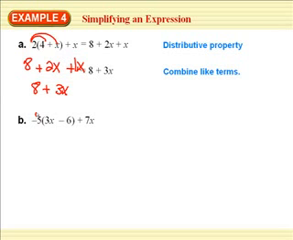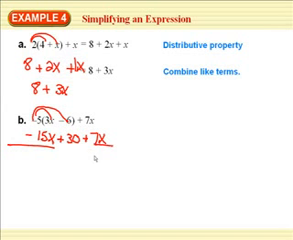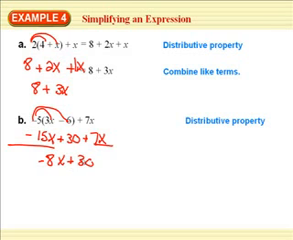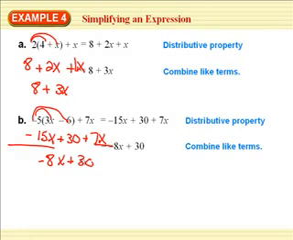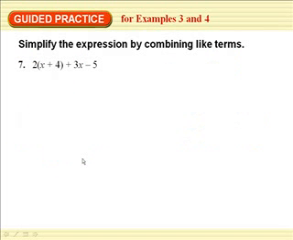So we do this one, distributive property. Negative 5 times 3x is negative 15x. Negative 5 times negative 6 is positive 30. Plus 7x, we just attach on. My like terms are 15x and 7x, but remember the 15 is negative, so I subtract those. So it'll be negative 8x plus 30. And let's see how good we did. Oh, we did. I think we got it. Look, negative 8x plus 30.